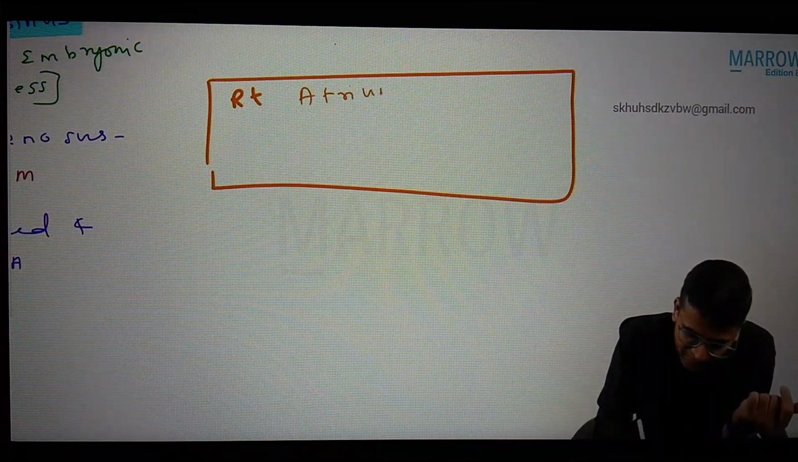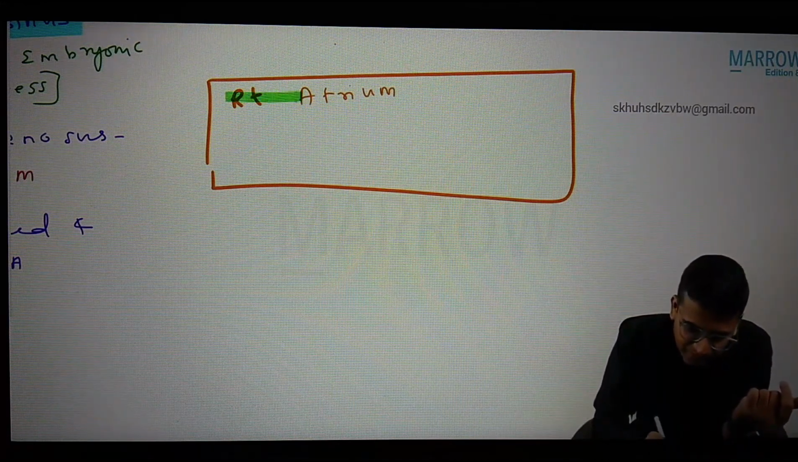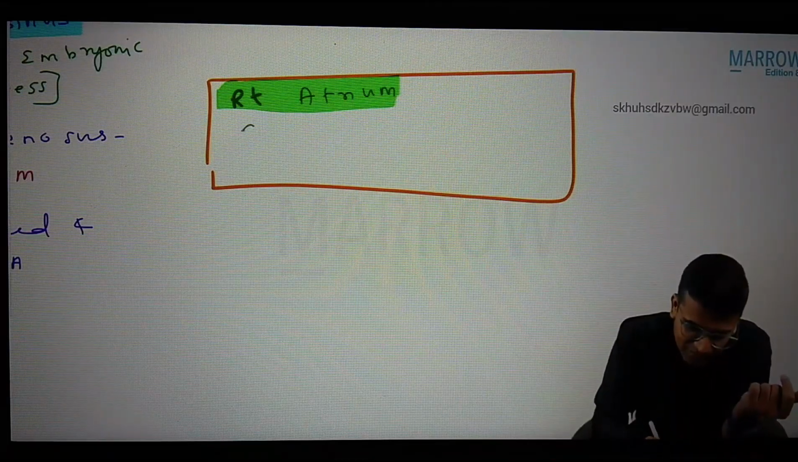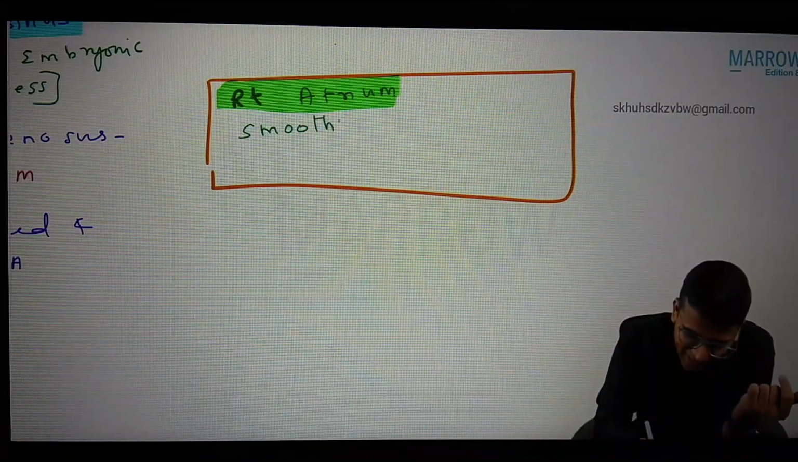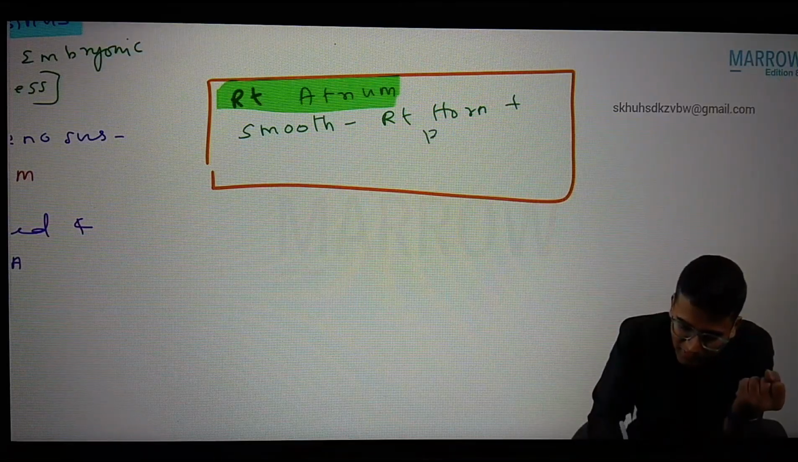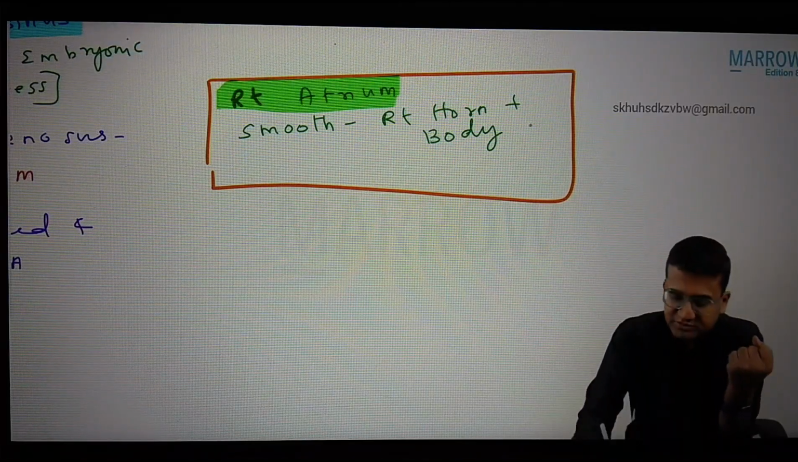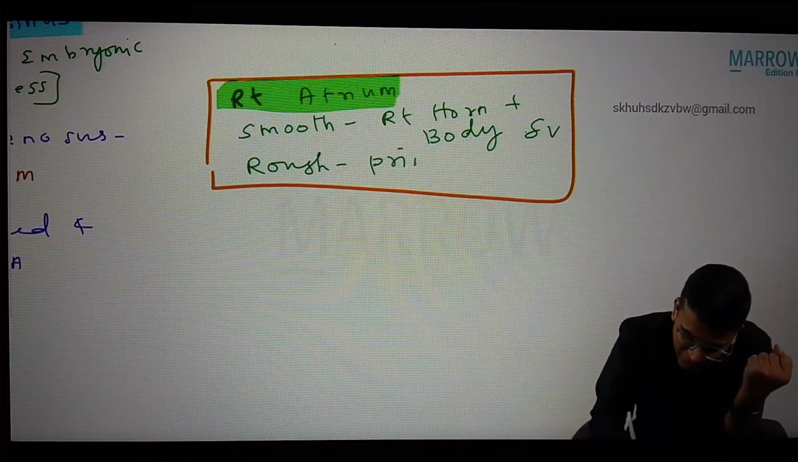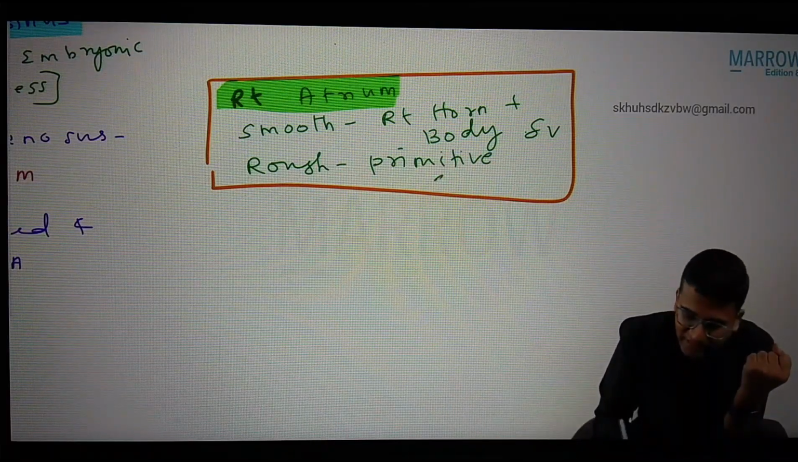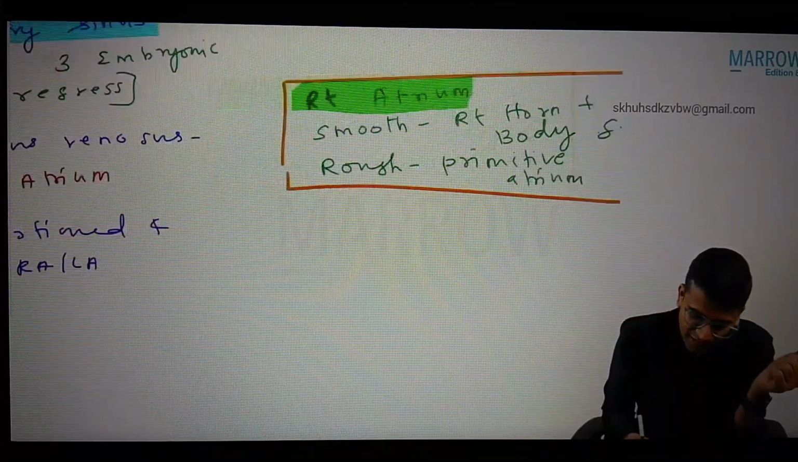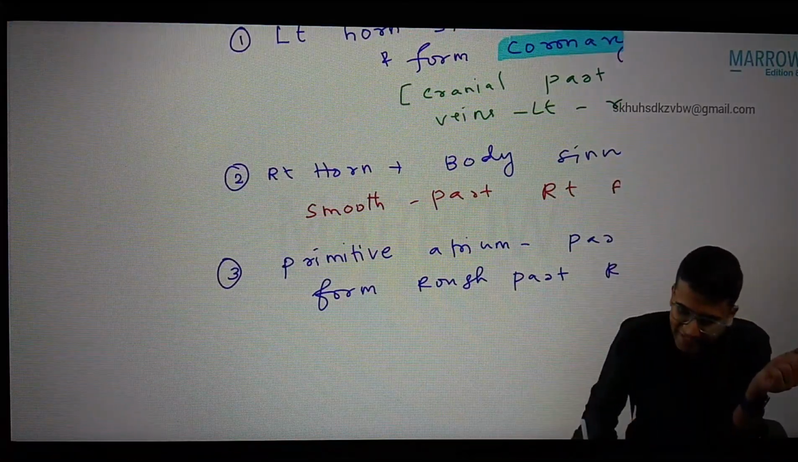So if you want, you can put one box anywhere nearby and then write the development of the right atrium. The smooth part of the right atrium is coming from the right horn and the body of the sinus venosus, whereas the rough part of the right atrium is coming from the primitive atrium. Clear? Fine.